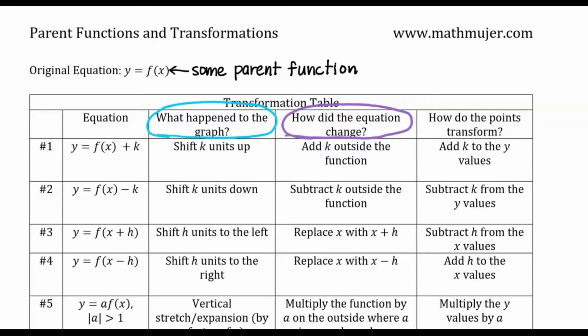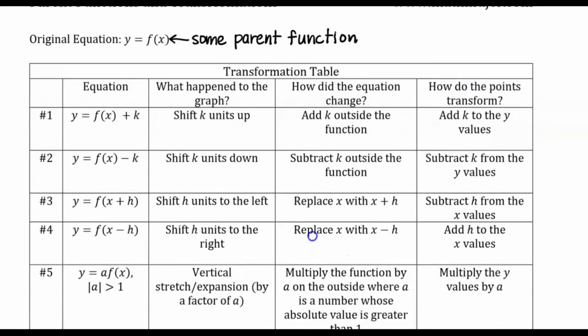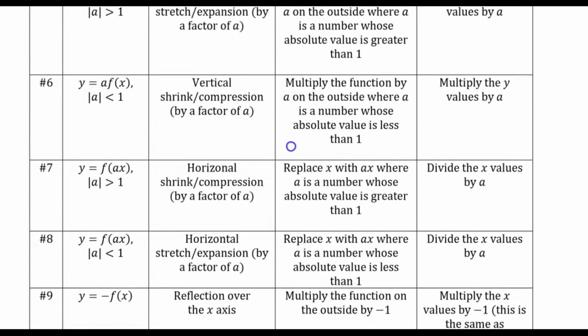And then back to a graphical illustration. What happened to the points on the graph? So if there was a point on the original parent function, where did that point go on the new transformed graph? So I already have this table completely filled out with the 10 different transformations.